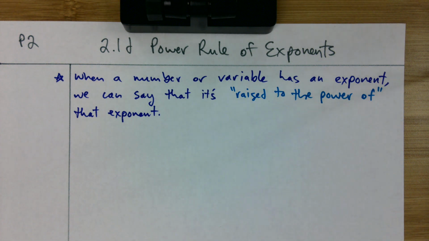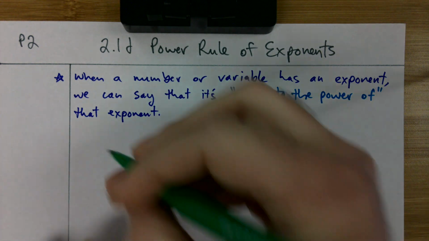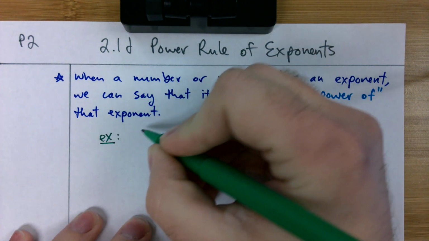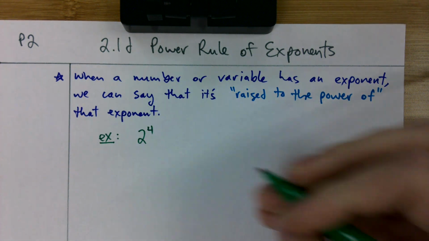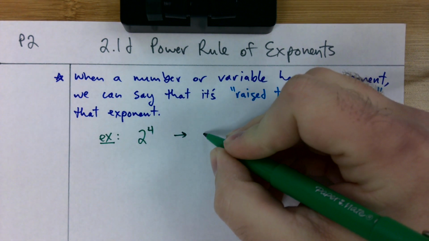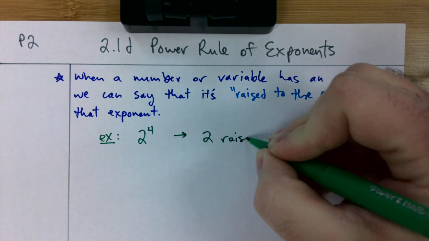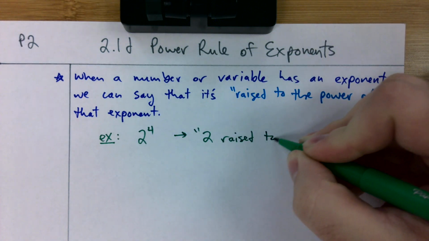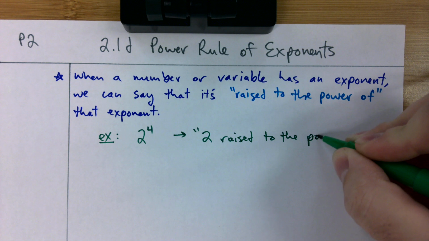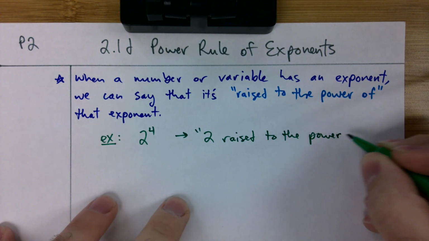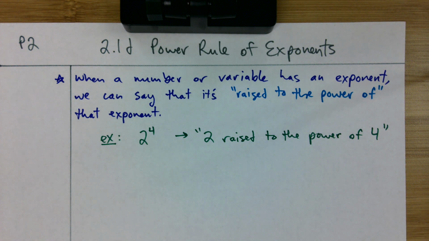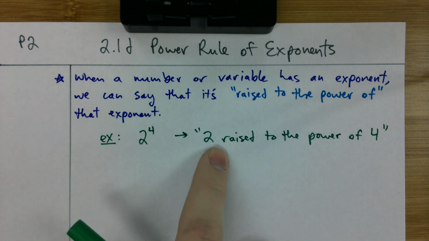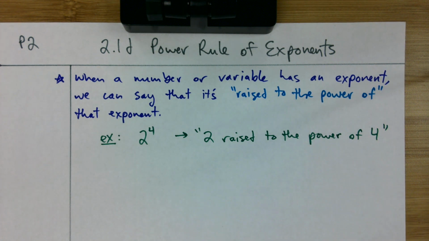For example, if we have 2 to the power of 4, we can say that we have 2 raised to the power of 4. That's how we would speak that term out. 2 to the 4th. Or we could say 2 raised to the power of 4.